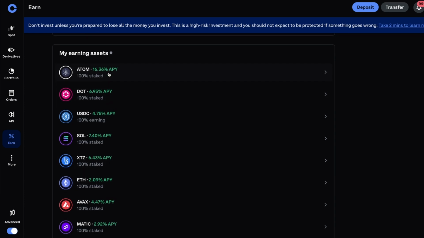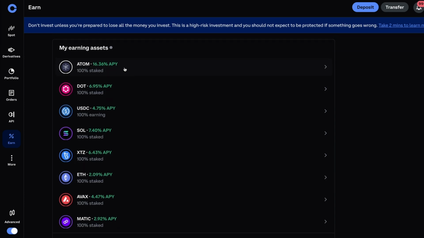So a couple of things here. I suppose the main question, especially for a beginner, is what is staking and how does it work in Coinbase? So staking is kind of similar to just annual interest from a savings account, a bit like with a bank. But obviously it's more risky than a bank, but it's the same kind of concept. So with Atom here, I'm getting 16.36% annual interest. So I'm getting 16% back on anything I've invested in, which is very high.